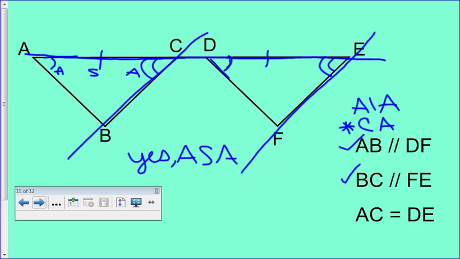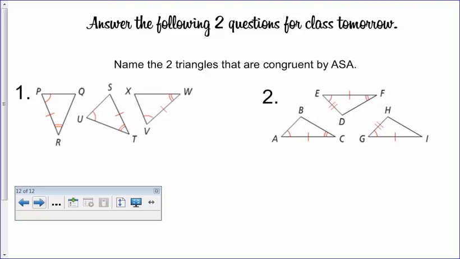Okay? So here are two questions I just want you to answer and bring back to class tomorrow. It says, name the two triangles that are congruent by angle, side, angle.